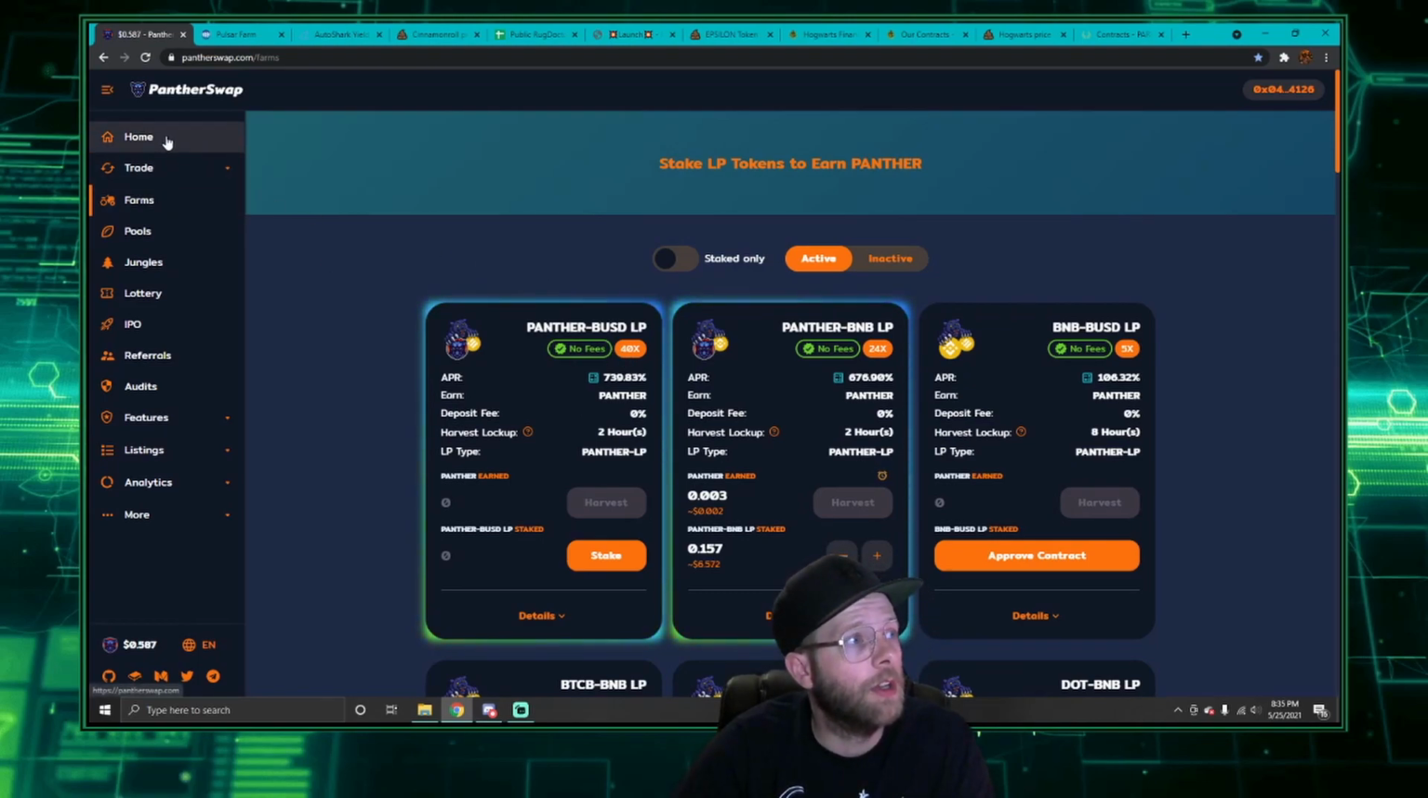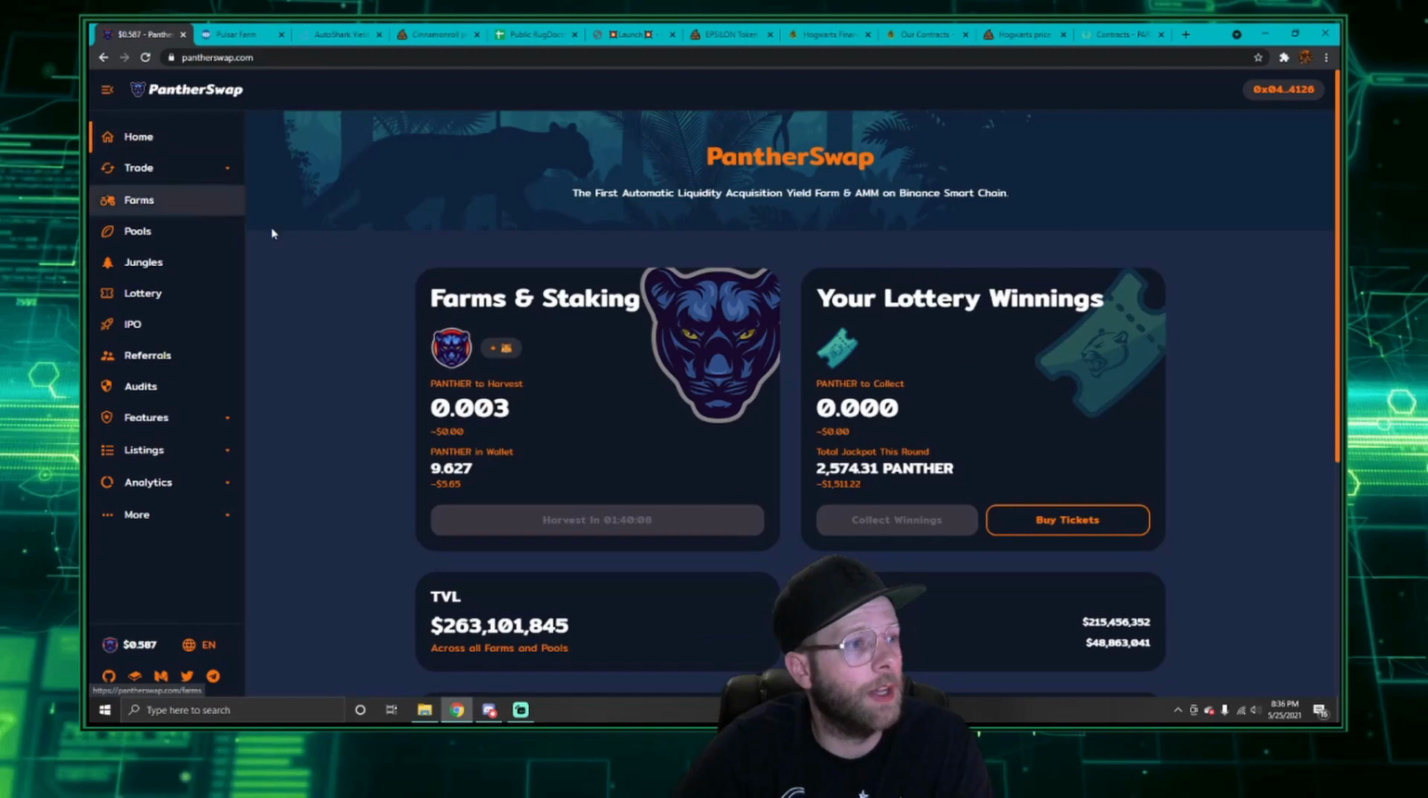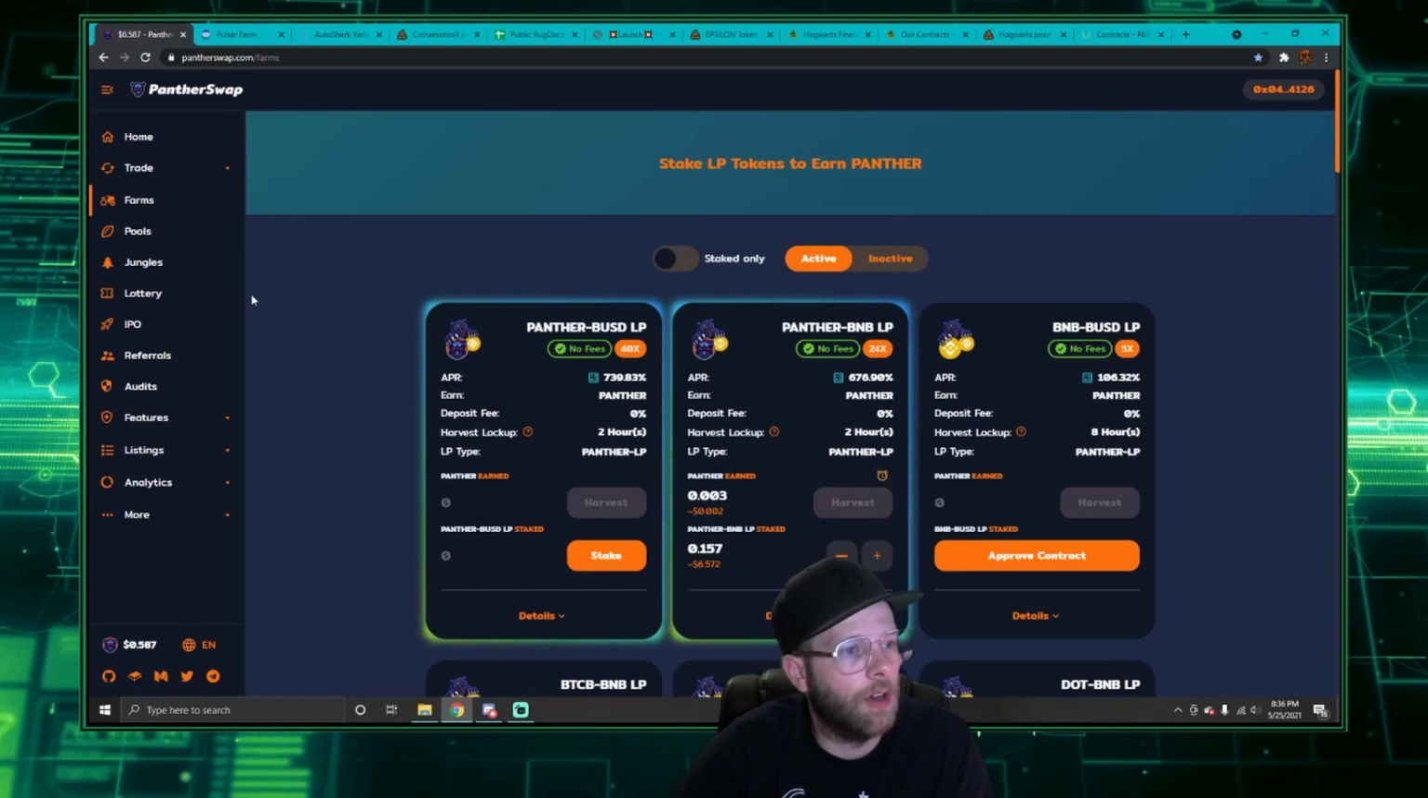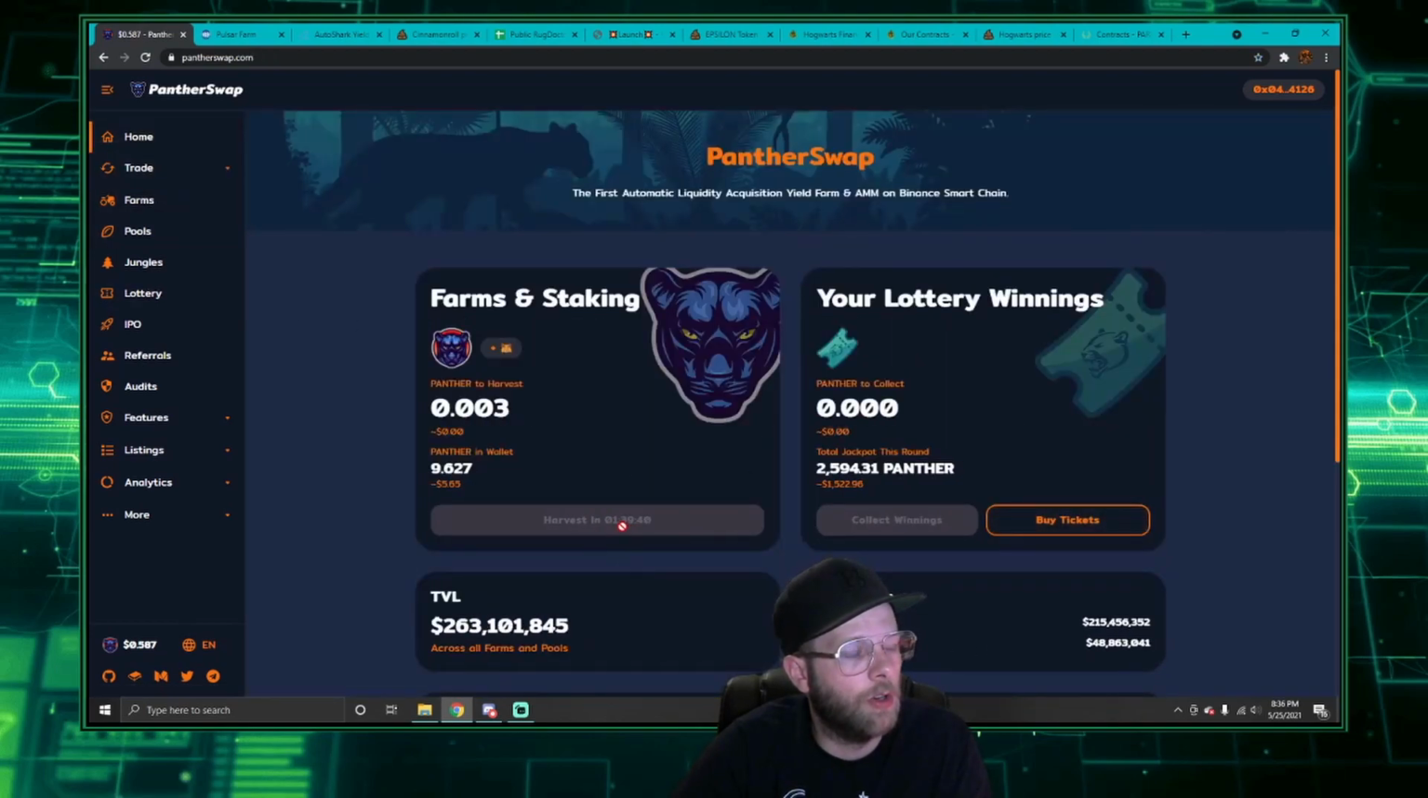Typically, if you go on the left and see the home page, it will show you how much you have harvested and can collect. But then it'll also show you how much you have in your wallet. Currently I have harvested 0.003 Panther. This is sitting in my wallet. If I were to collect my harvested Panther, it would go into my wallet and it would ask for a transaction. Currently I don't have any to harvest because it's on a 2-hour cycle here. So I can only harvest every 2 hours.